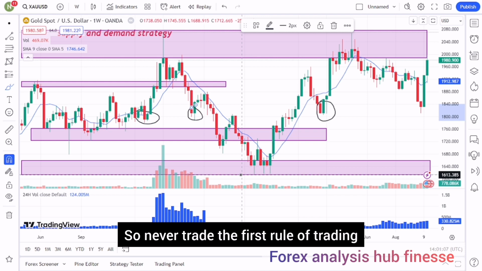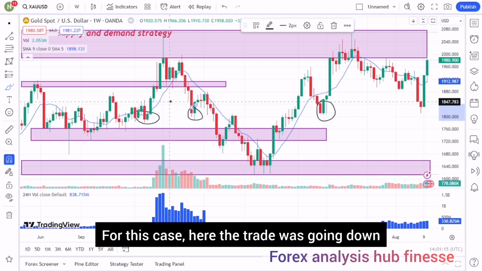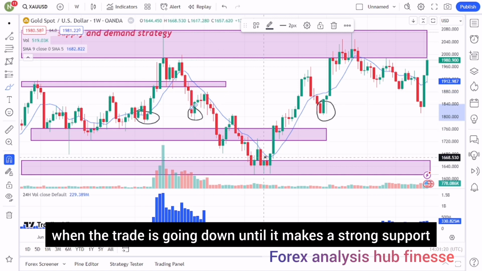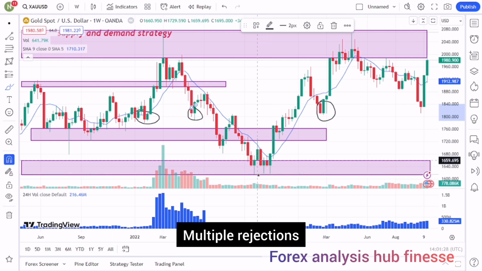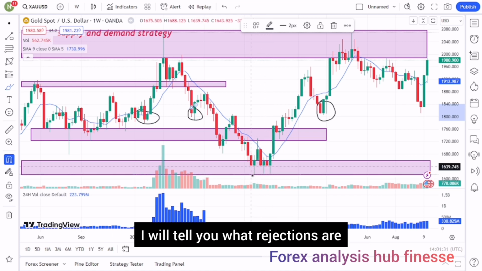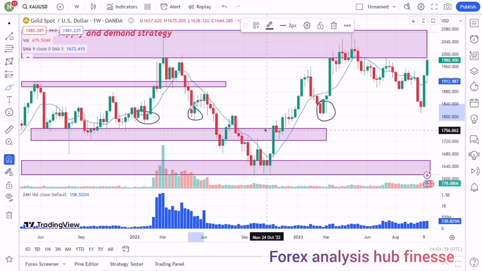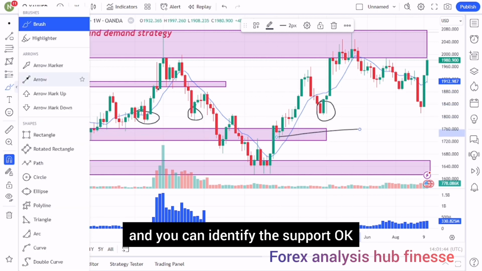So never trade. The first rule of trading, never trade against the trend line. Trend line means the trade, is it going down or is it going up? For this case, here the trade was going down. So you cannot buy when the trade is going down until it makes a strong support where there are multiple rejections. I will tell you what rejections are in the next few minutes. Okay, this being the first strategy, it's called resistance and support levels. You can identify the resistance points and you can identify the support points.